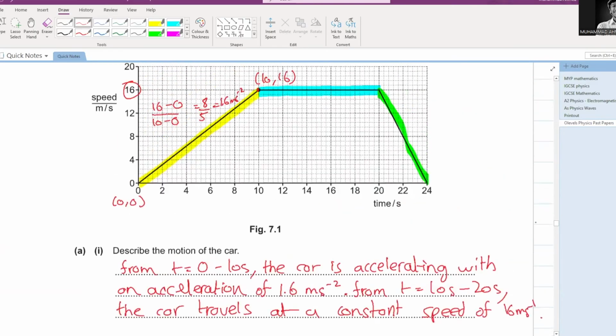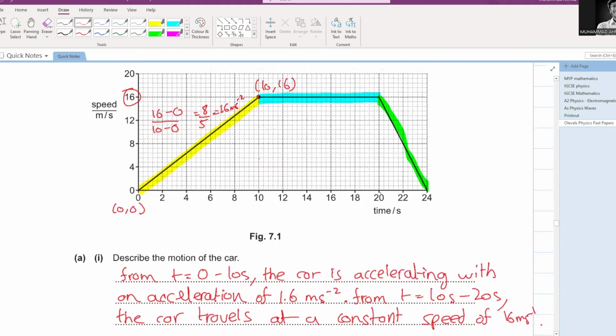Perfect. And for the last half, from time t is equals to 20 till 24, the car is decelerating. Okay, let's say this point is 20 and 16. This point is 24, comma 0. What will be the gradient here? 0 minus 16 divided by 24 minus 20, that is 4. This comes out to be negative 4.